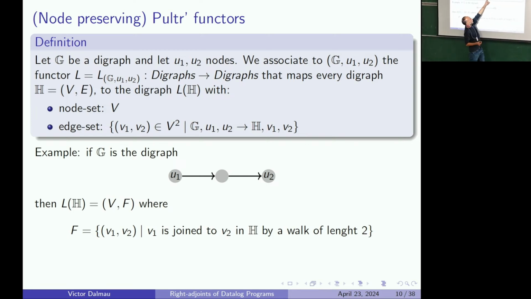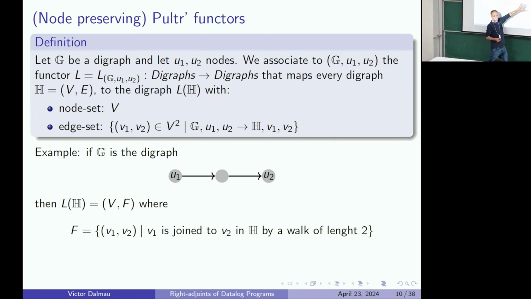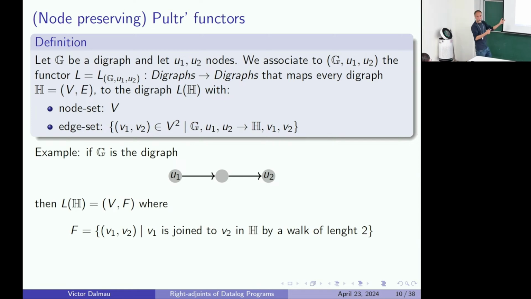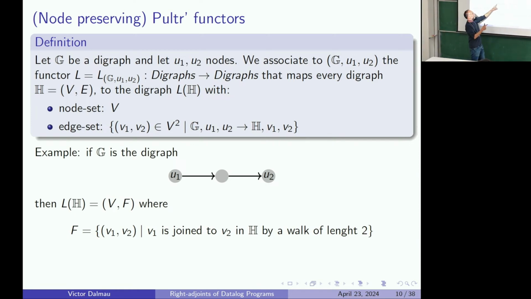Let me explain this. This is the standard homomorphism, but now I'm requiring that this maps to this and this maps to this. Another way to put it is, you take all possible homomorphisms from this graph to H, and for every such homomorphism h, you add as an edge the tuple (h(u1), h(u2)), the images of A1 and A2. So in this particular case, the edges will be all the nodes that are joined by a walk. Make sense? Okay, so that's the kind of thing that you can do.